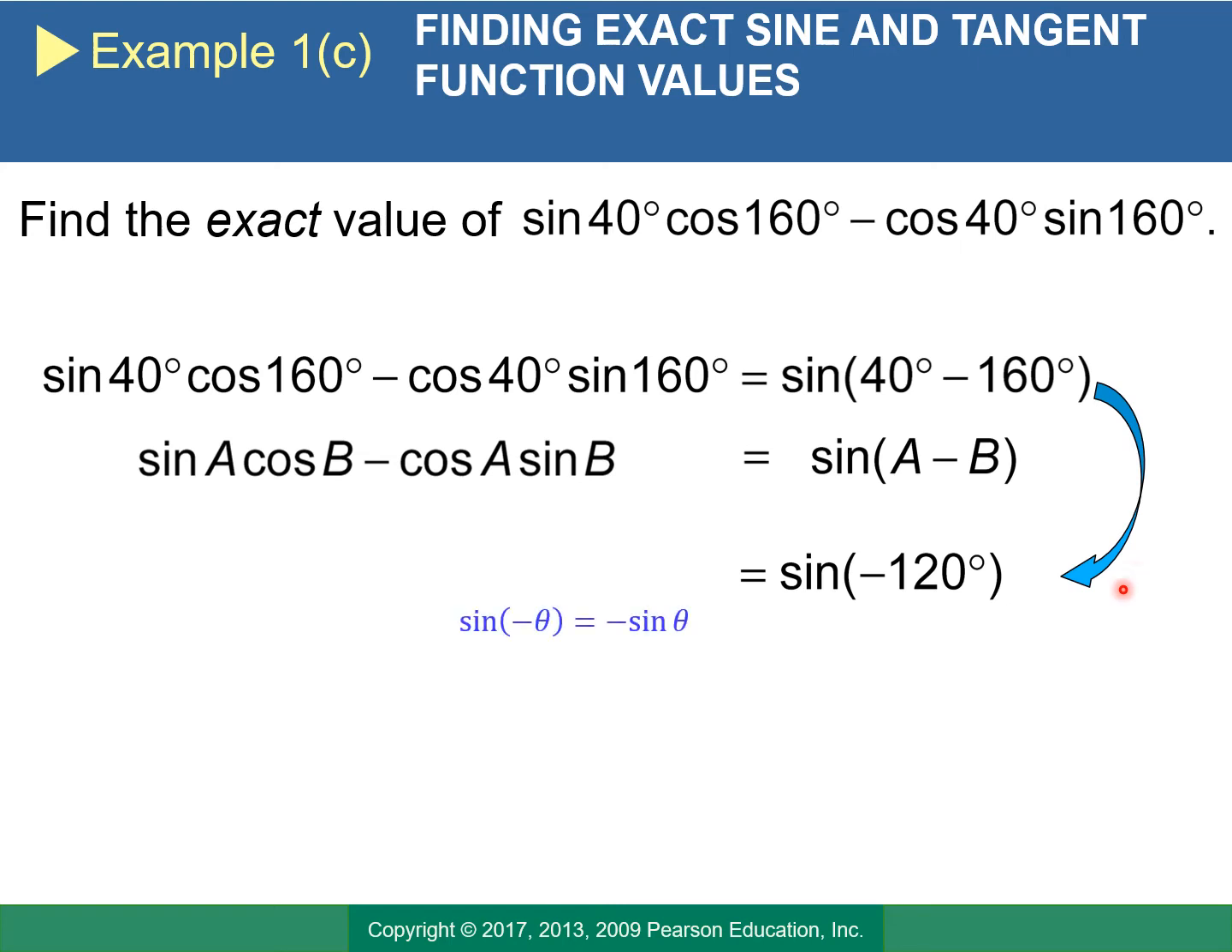Now, quick reminder, sine is an odd function, so if you have sine of negative theta, it's the same as negative sine of positive theta. So this sine of negative 120 is the same as negative sine of positive 120. And we know that value either from our unit circle or our calculator with exact values: negative root 3 over 2.